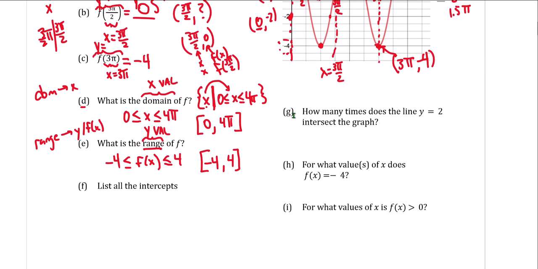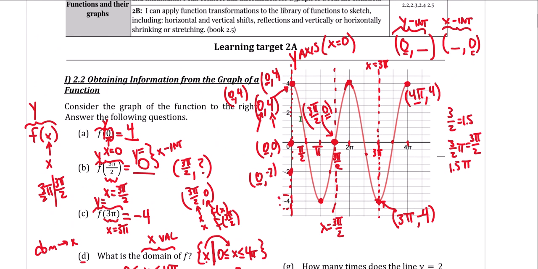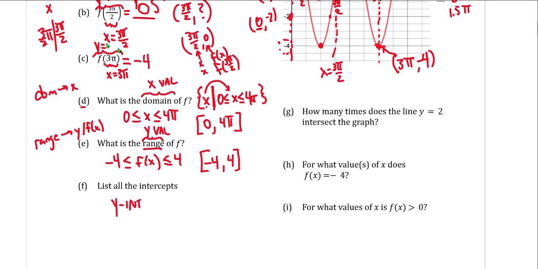Starting with the y-intercept, remember the y-intercept is where the curve hits the y-axis. It's also the point at which x equals 0. We've discussed that previously, and it is this point right here where the curve hits the y-axis. So our y-intercept, we can write this in one of two ways. We can write 0, 4. That's the actual coordinates of the y-intercept. We could also just say that y equals 4 is the y-intercept.